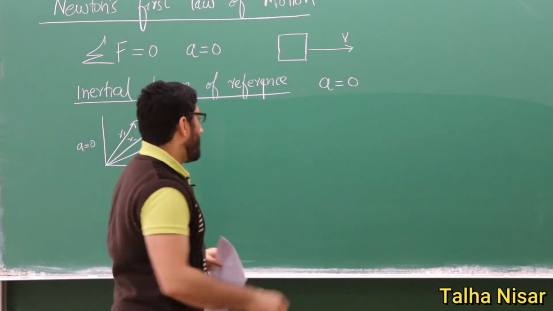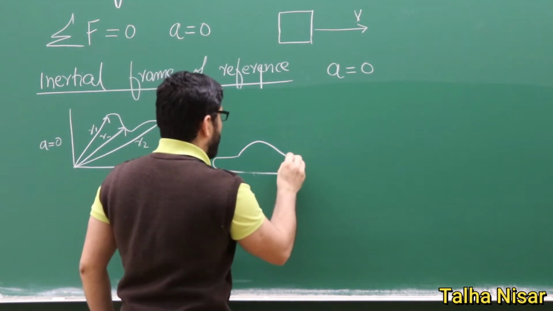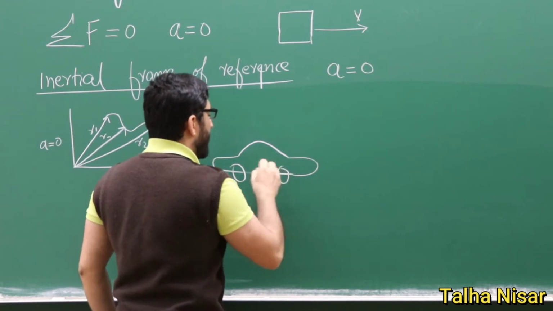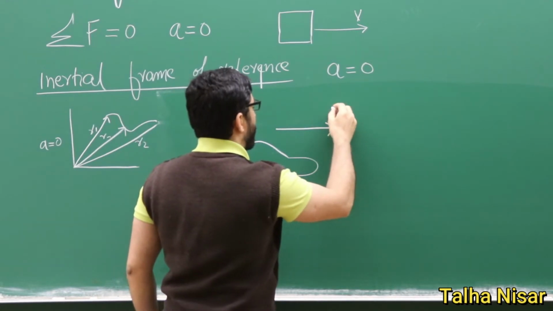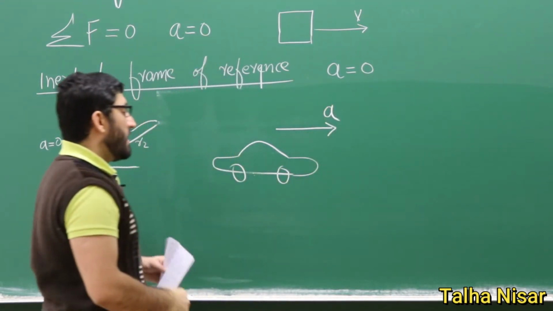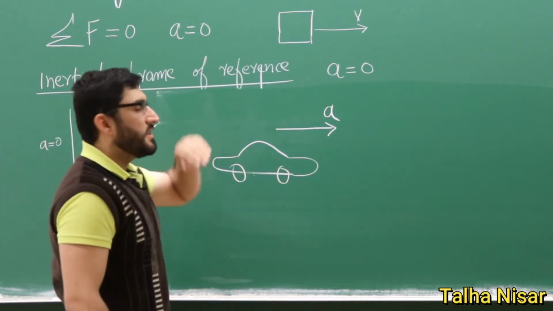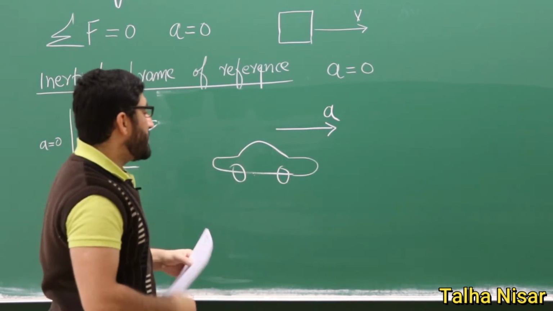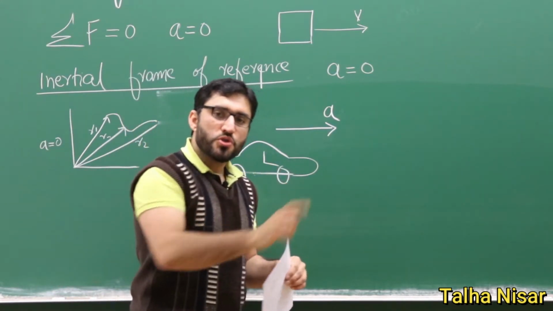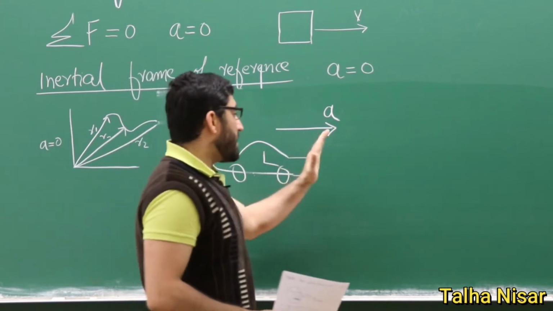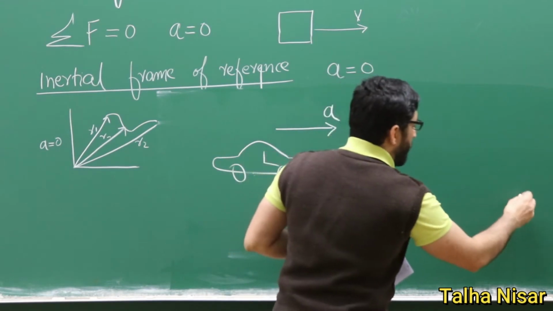Now we take an example. There is a person who is sitting in a car. We have a car here, and there is a person sitting in this car. This car is accelerating in this direction because a force is applied by the engine. The person is sitting on the seat, and the seat is applying a force and a push on the person, so the whole system is accelerated in this direction. And there is another person who is standing.